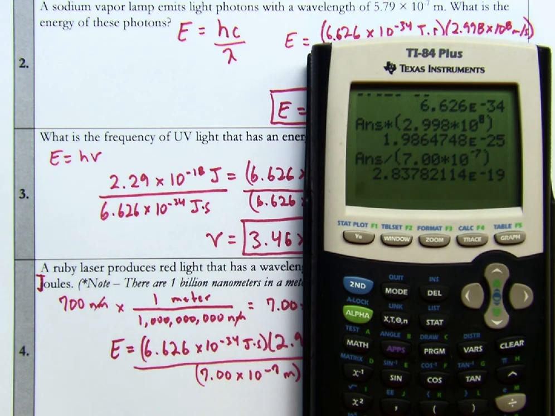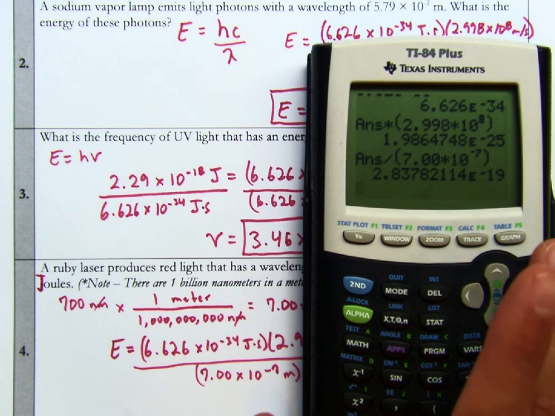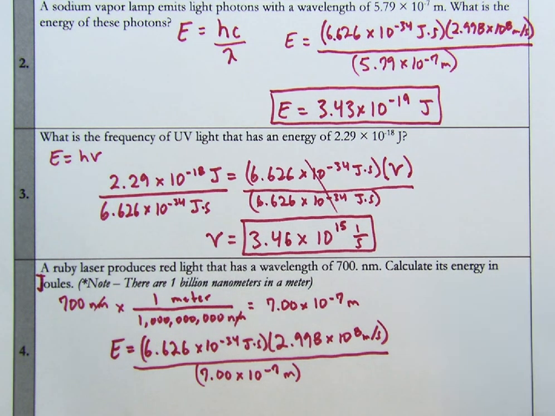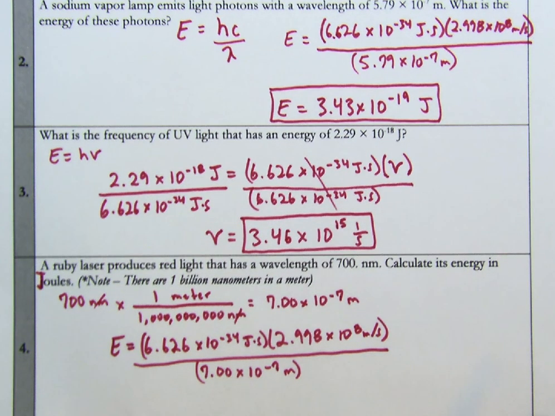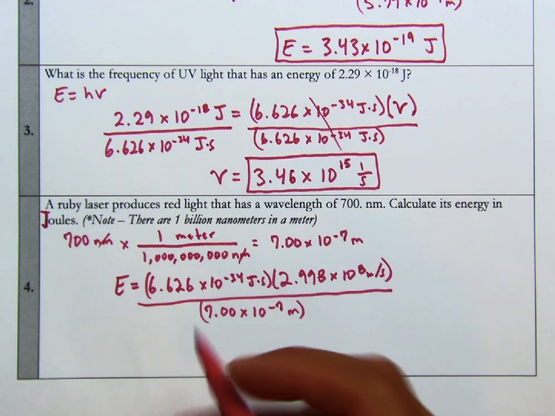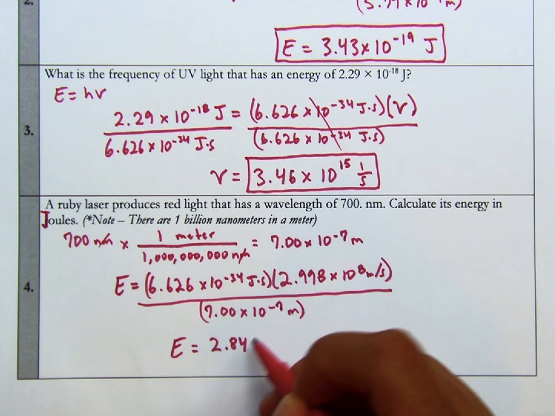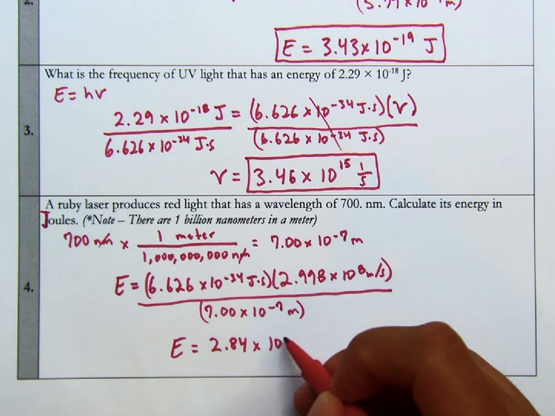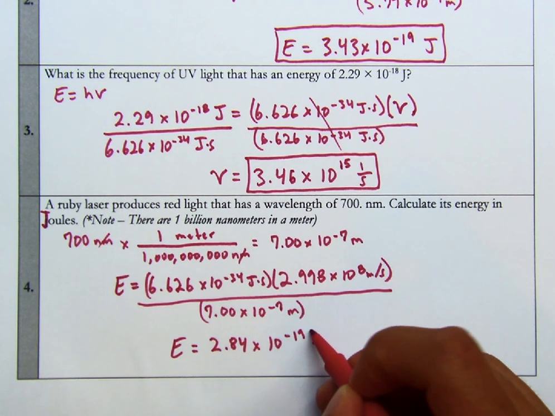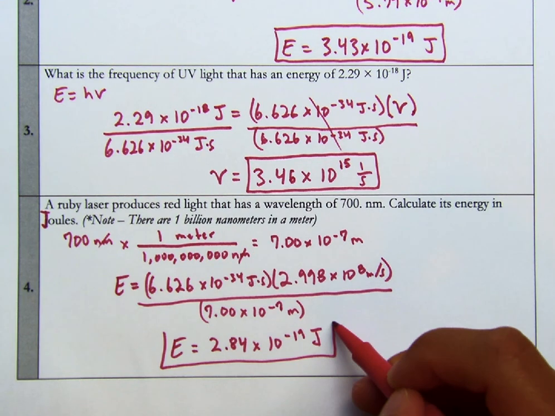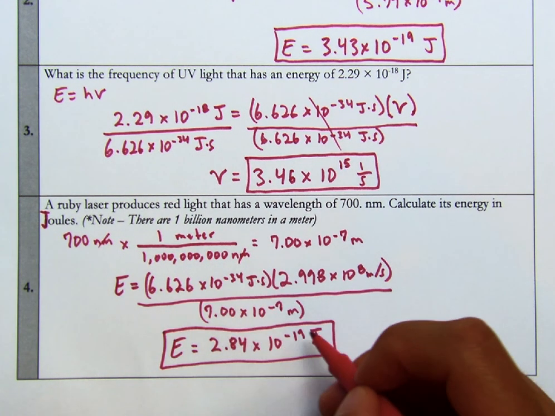Now in terms of our units, meters per second is getting divided by meters, so that cancels. And seconds times inverse seconds cancels, and you're left with E in joules, rounding to 3 sig figs, 2.84 times 10 to the negative 19 joules. That's the energy per photon value. That's a 19.